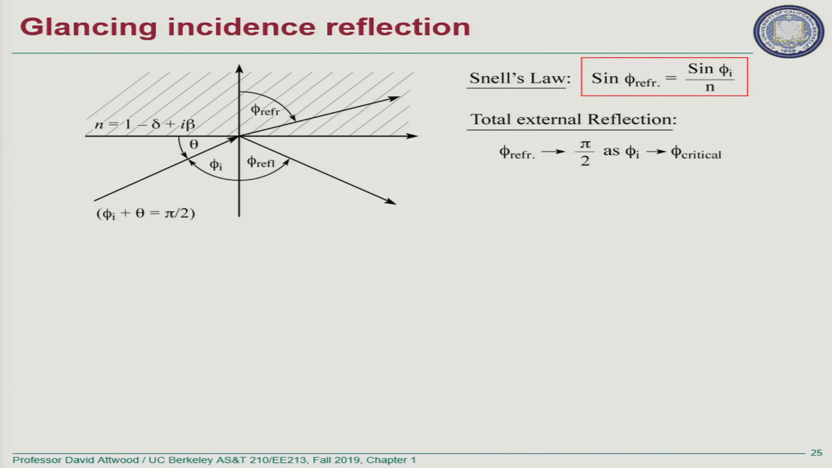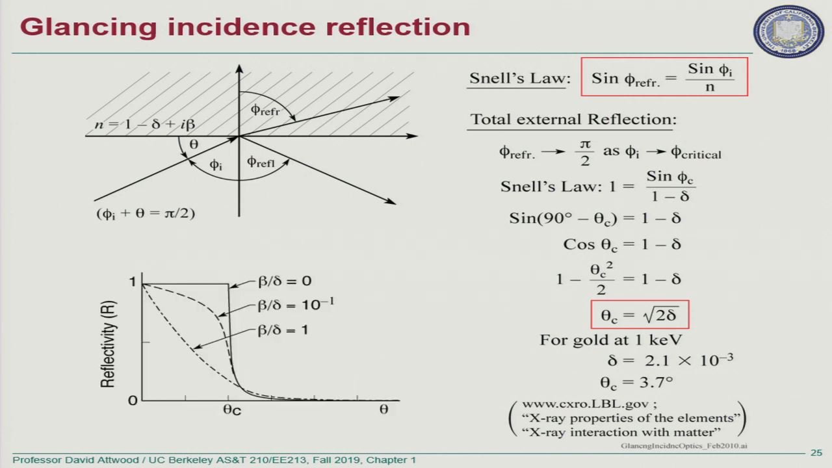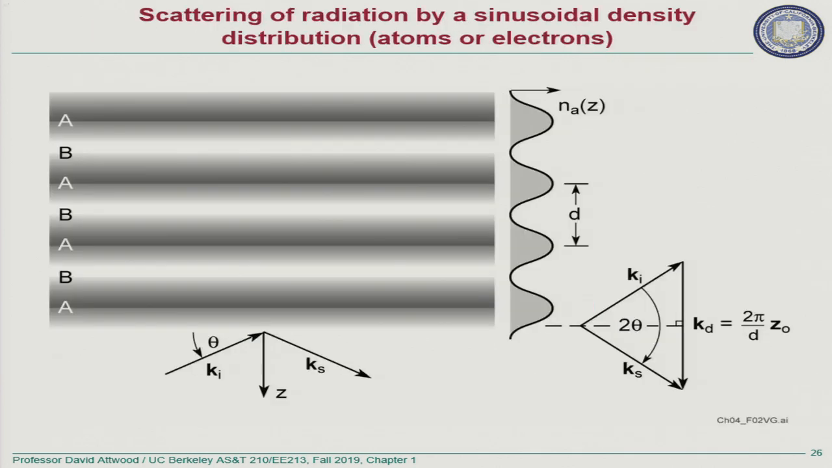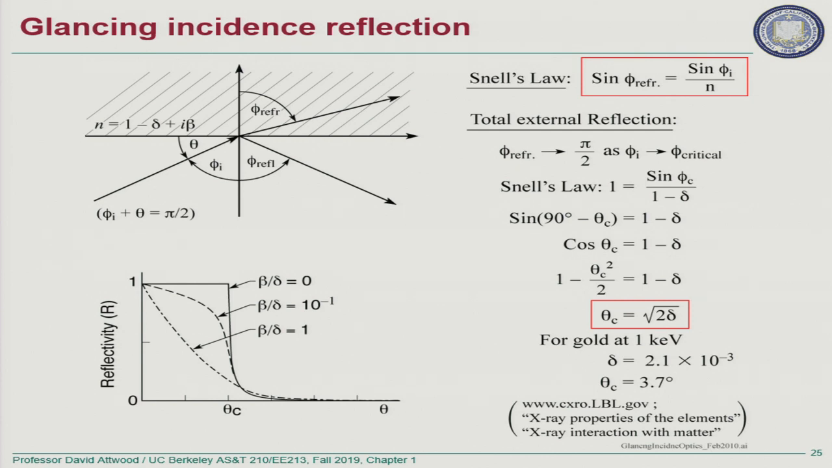So glancing incidence, we're going to talk about. So, Snell's law, and we talked about total external reflection, which is going to happen when the angle of refraction goes to 90 degrees. If you go through and work it out, you'll get this. Snell's law is for only non-absorbing materials. But now if we add absorption in, the black line is what it would be with no absorption.